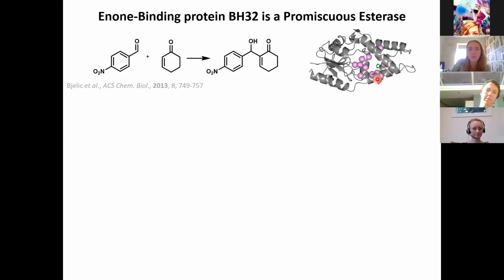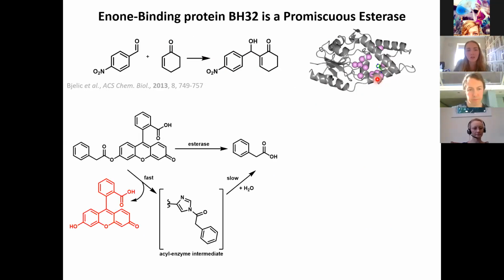So I found that BH32 was a promiscuous esterase, and it can hydrolyze these fluorescein esters. So the first step releases the fluorescein, which we can monitor on a UV-vis spec at 500 nanometers, forming this intermediate and then hydrolysis to the final product.